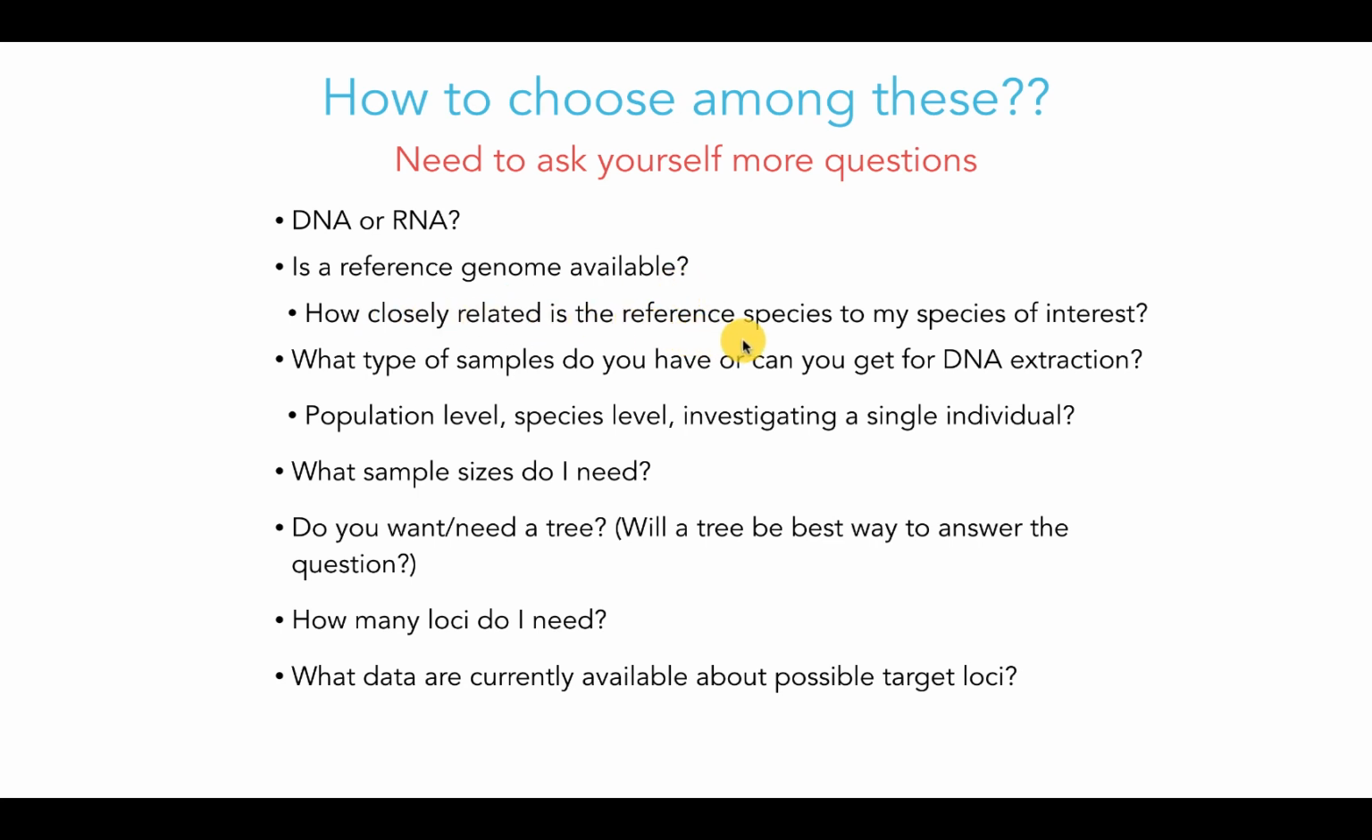How closely related is my reference species to my species of interest? What type of samples do you have? Can you get high quality DNA for long reads, or are you limited to short reads because your DNA is poor quality? How many samples do you need? What's your sample size? How many genes are you interested in looking at? Do you want to look at everything? All sorts of good questions.